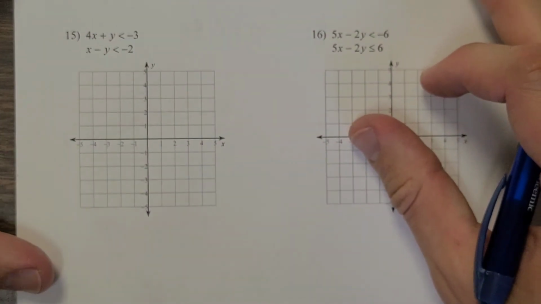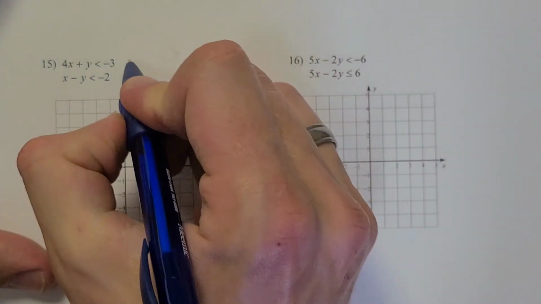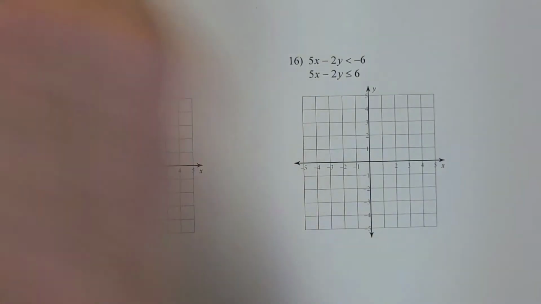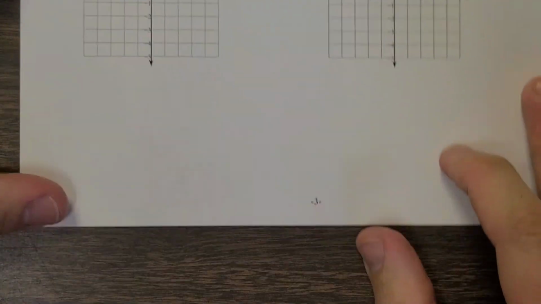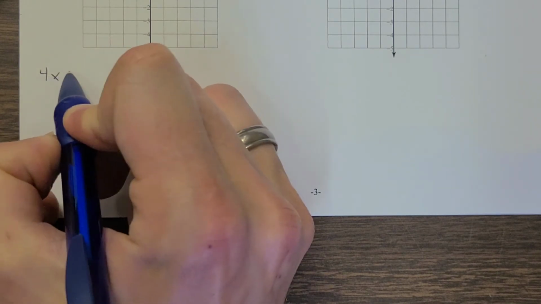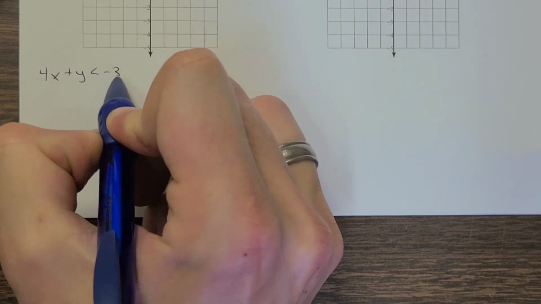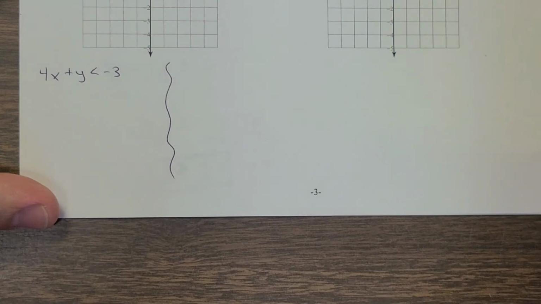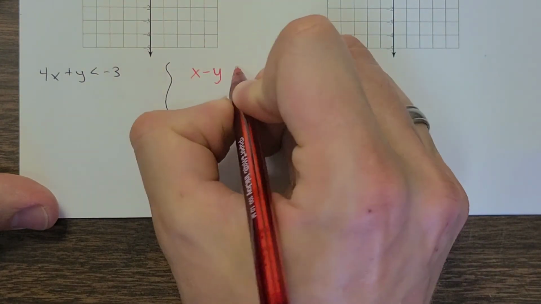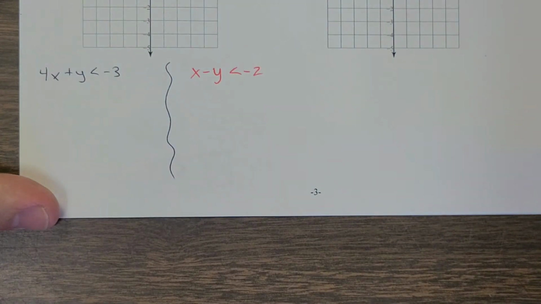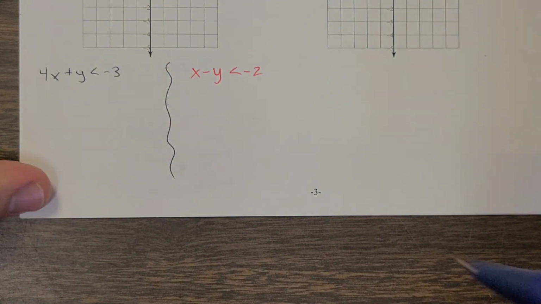All right, let's go for the last one for today. Same thing with the exception that these suckers are in standard form. So we got to do a little bit of pre-work. So I'm going to go down to my empty space, and I'm going to start with 4x plus y is less than -3. Change that into slope-intercept form. And then I will do x minus y is less than -2. Change that into slope-intercept form, and then we can graph.